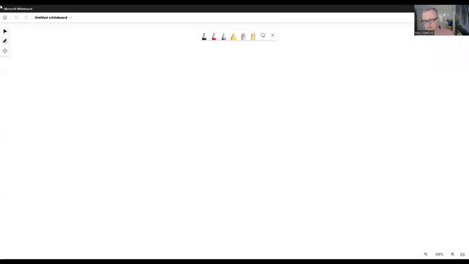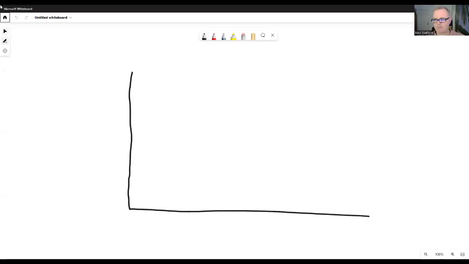There we go. Imagine this graph. Now, down here is time. Excuse my writing. Somebody says it's like a spider scrawl, but I think that's insulting to spiders. And this is results.